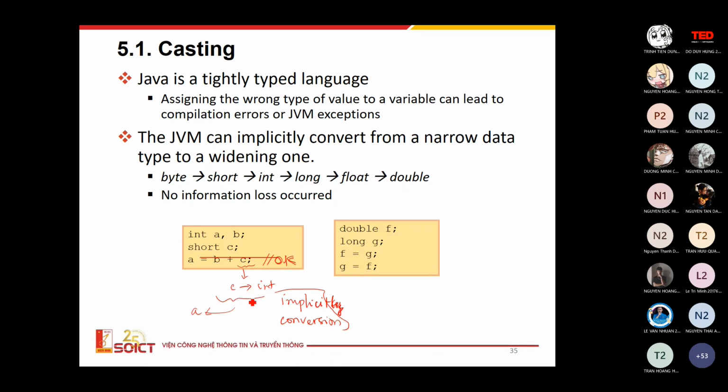Here it converts from short to INT. And you can write it simply like this, and the JVM will understand that you want to convert C to INT, and then you make the sum of B and C, and you assign it again to A. It is okay, and you don't get an error when you run these three commands.